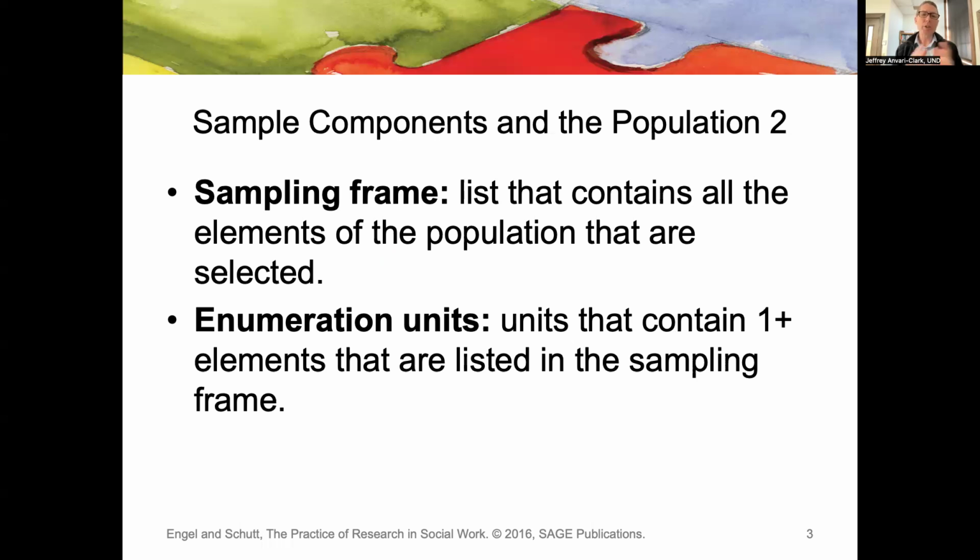Now, there's also this other definition here of enumeration units. So these are units that contain one or more elements that are listed in the sampling frame. So perhaps we want to sample some adults, but we go through households to get to them. And so the enumeration unit would be the household, and then they give us access to the adults.